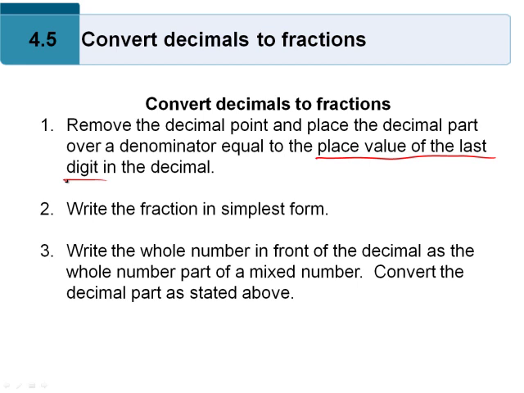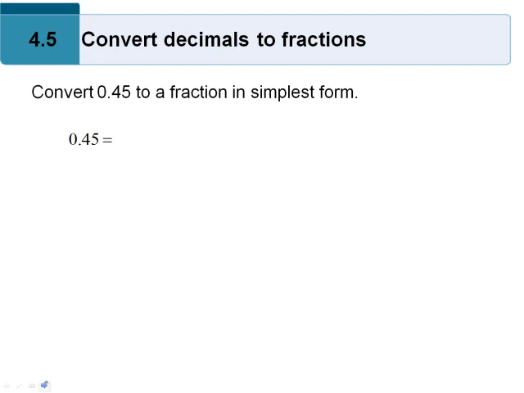And then once you get your fraction, you make sure that you write it in simplest form. You have to reduce your answer. Now, if you have a whole number in front of the decimal, that's going to become the whole number part of a mixed number. And then you still change the decimal part above, just the same way we did with the first two steps. So let me show you what we're talking about, because then it'll make more sense.